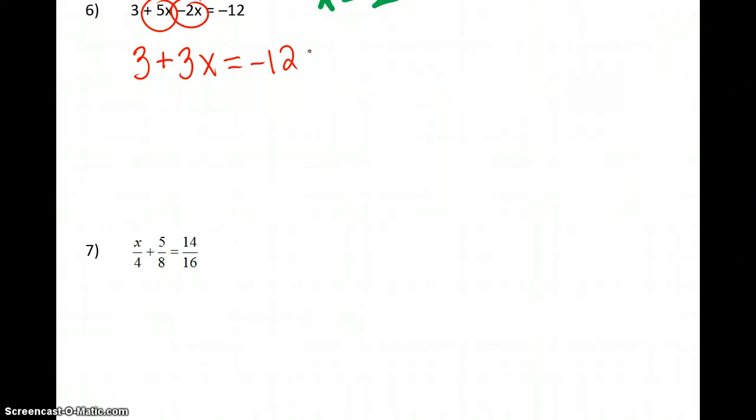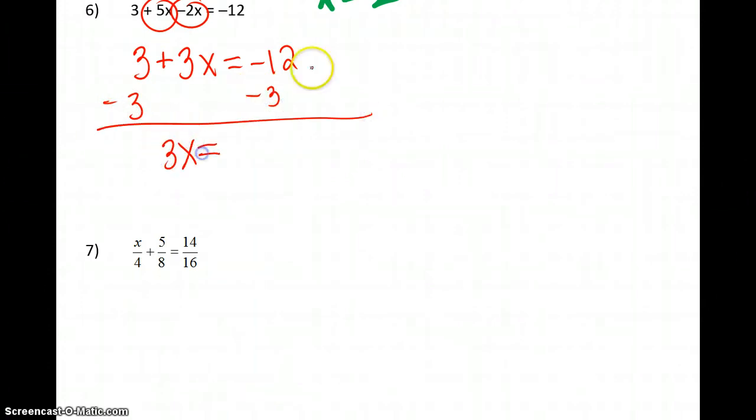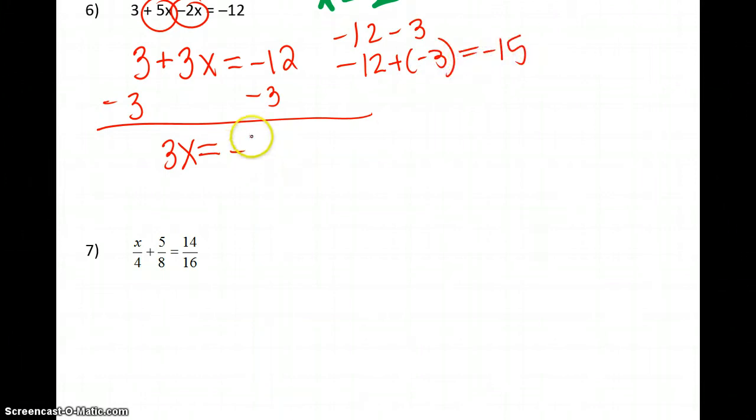Okay, then I need to get all the numbers on one side and all the variables on the other. So I see a number and a variable, I need to get rid of this 3. So I'm going to subtract 3 from both sides, and I'm left with 3x equals negative 12 minus 3, which if I keep-flip-change is negative 12 plus a negative 3, which gives me negative 15. Make sure you pay attention to integer rules on your test. They will be there. Divide both sides by 3, and I get x equal to negative 5.